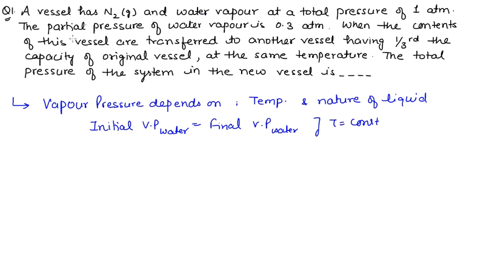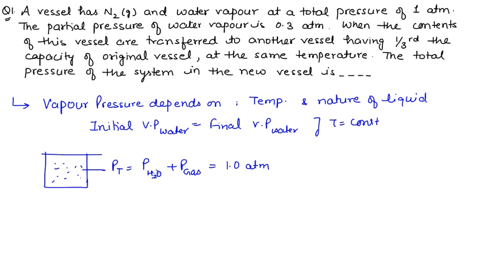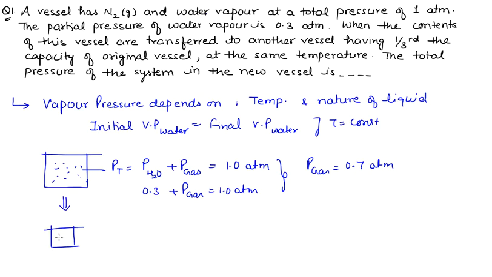So now we can say that initially the container that we have, suppose this is our container, so in this P total is equal to pressure of water vapor plus pressure of gas, so that is given to be 1.0 atm. So if pressure of water is 0.3, then pressure of gas is 0.7 atm. Okay, so now we transfer it to another vessel having 1/3 volume.